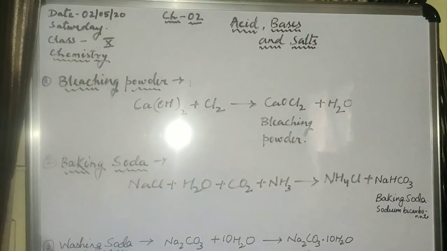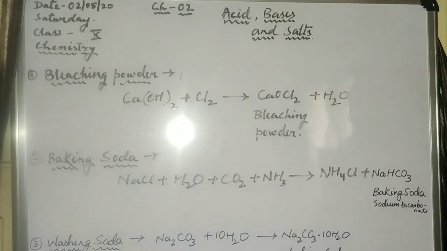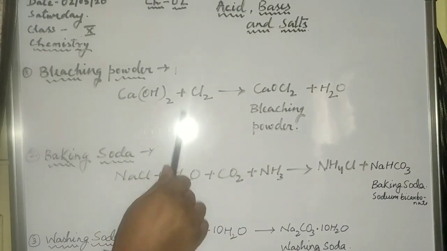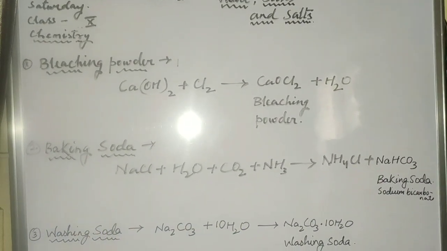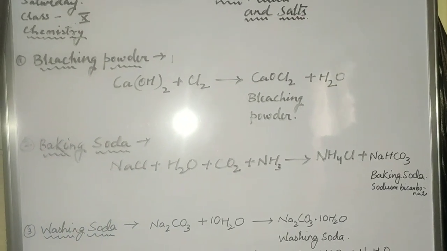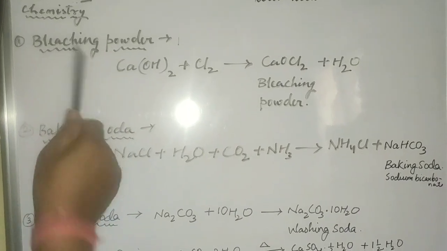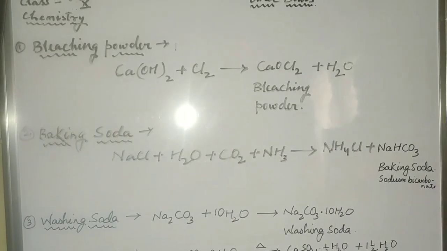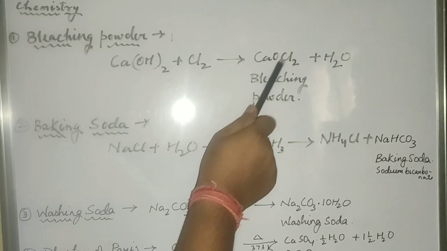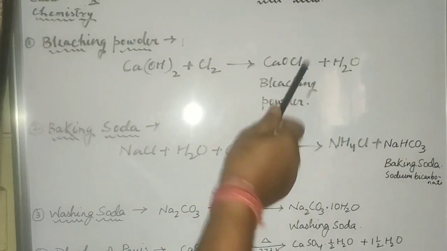Now, there are many uses of bleaching powder. It is used in paper industries to bleach the paper. It is used in garment industry, and there are many more uses. It is also used for disinfecting the water because it releases chlorine gas which kills the germs.